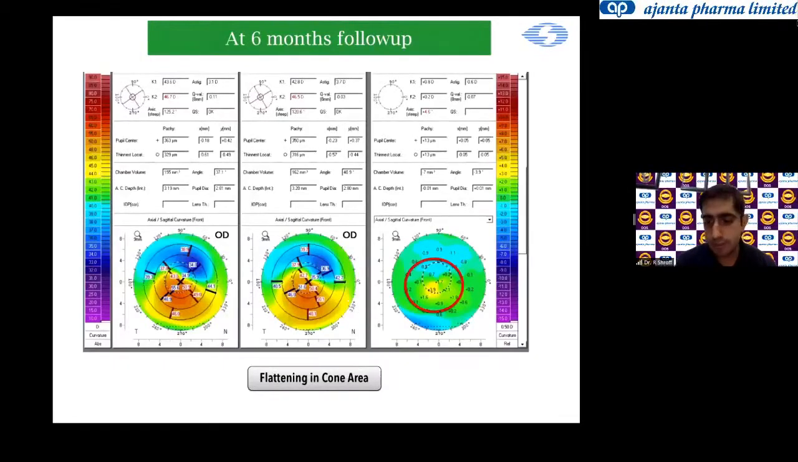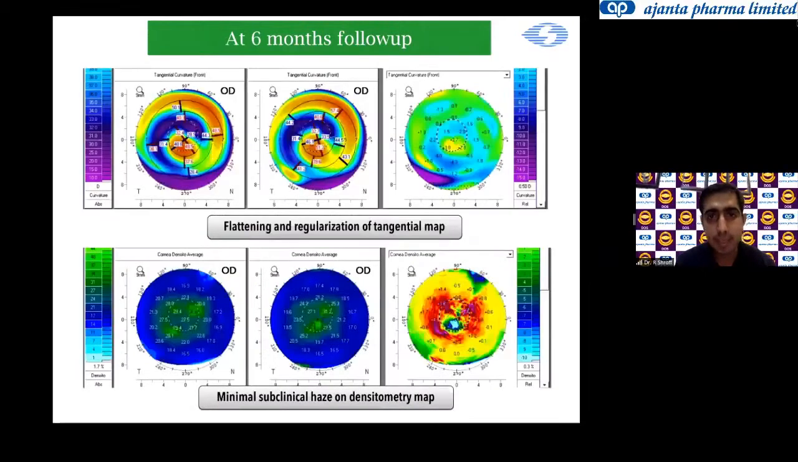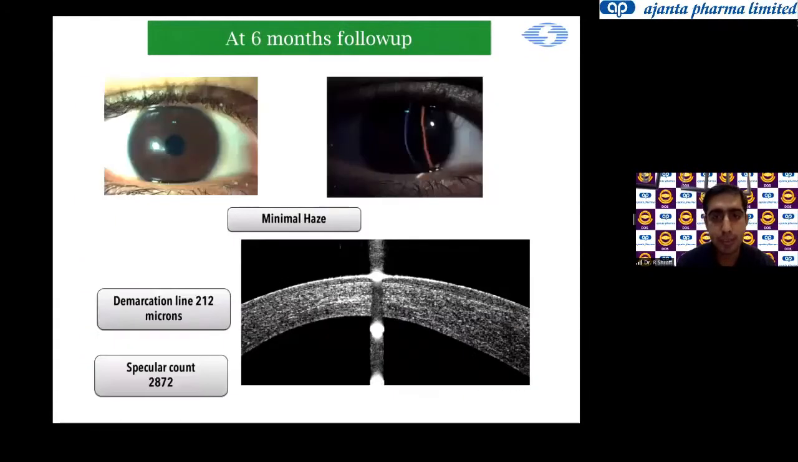What I'd like to show is the results showed a good amount of flattening in the cone area on the axial map as well as the tangential map, as can be evidenced here. Densitometry did not show a significant amount of haze in this particular case, but we did get a demarcation line at around 212 microns, as is seen over here on the ASOCT image.